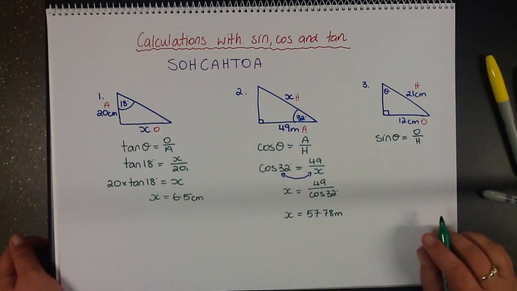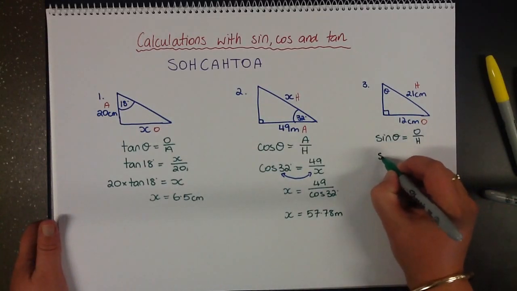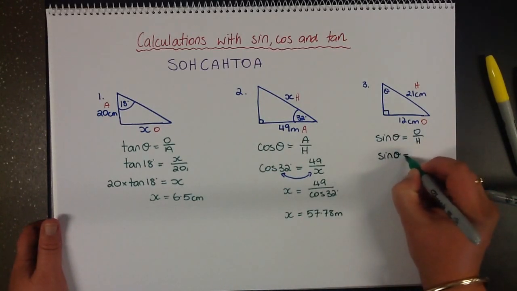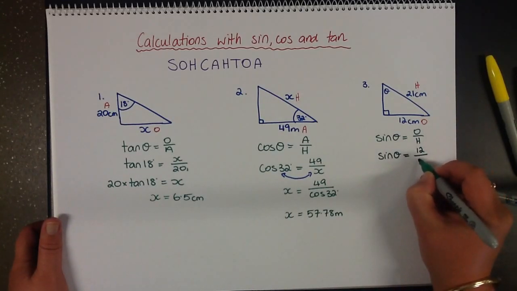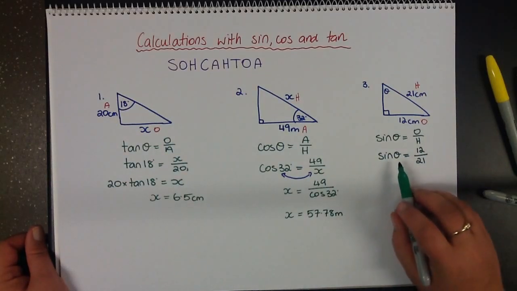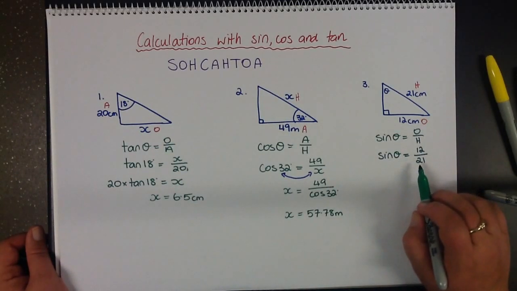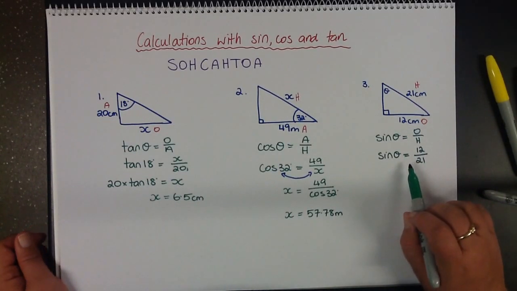Writing our rule down, next step, as always, we're going to fill in the information that we know. So we don't know theta, we're going to leave it as theta, but our opposite is 12 and our hypotenuse is 21. Now we need to get theta by itself. Just calculating this isn't the actual angle. So what we do is we have to move the sine across the other side.